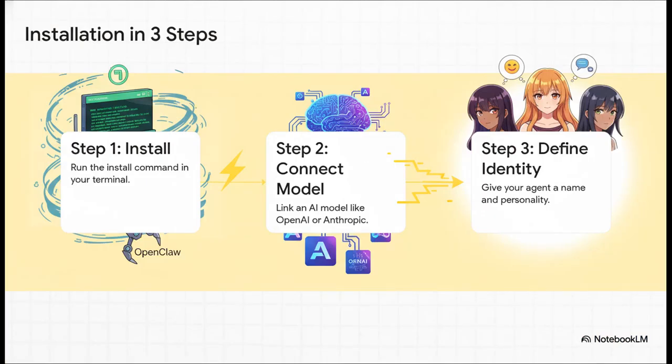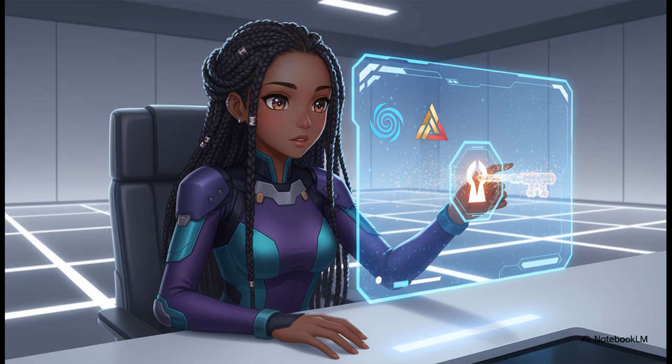The whole installation really just boils down to three main stages. You kick things off with a simple install. Then you give the agent its brain by connecting it to an AI model, and then, this is the fun part, you get to shape its identity. Now that second step, connecting the brain, is absolutely key. For your agent to think, it needs to tap into a large language model. That just means you need to grab something called an API key from a provider like OpenAI or Anthropic.